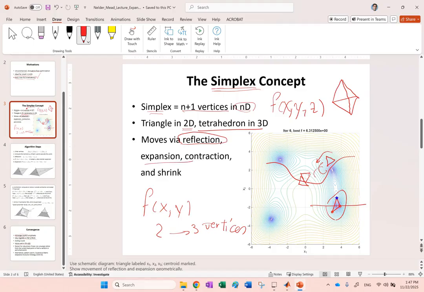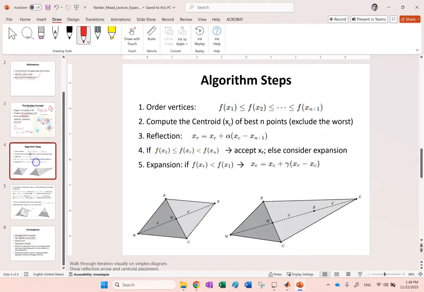We call it expansion. It can shrink in a direction or contract in a direction. So the shape of this, as it moves on, can be more extended in one direction. It could shrink, become smaller. There are lots of things that happen in this algorithm. So let's go ahead and see how this method is exactly working. What are the steps that you take in this algorithm?